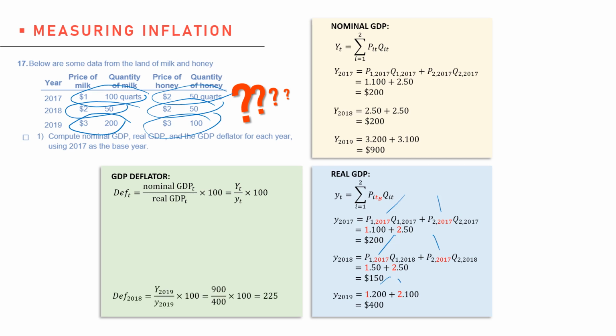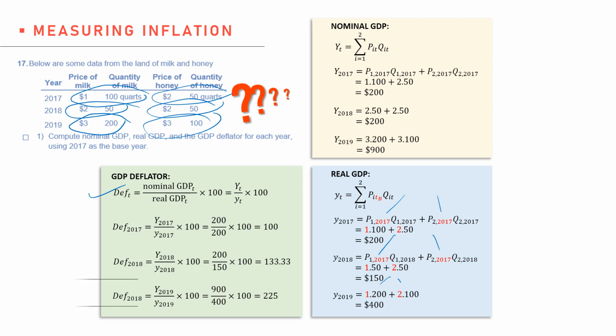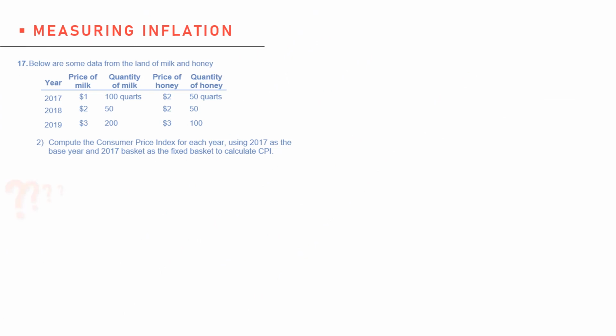Then, finding the GDP deflator, this is the formula. After we know the nominal GDP and the real GDP, we can easily find the deflator, and from the deflator we can find the inflation rate. The GDP deflator based inflation rate according to this calculation: the growth rate of the deflator from 2017 to 2018 is 33.3%, and from 2018 to 2019 the growth rate is 68.75%.